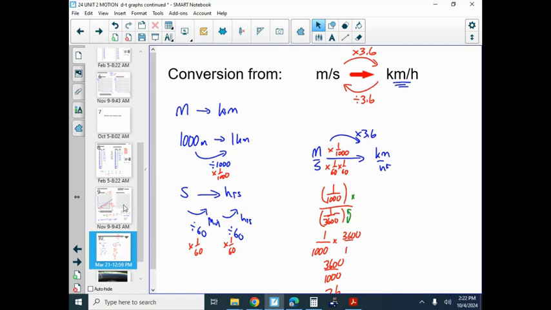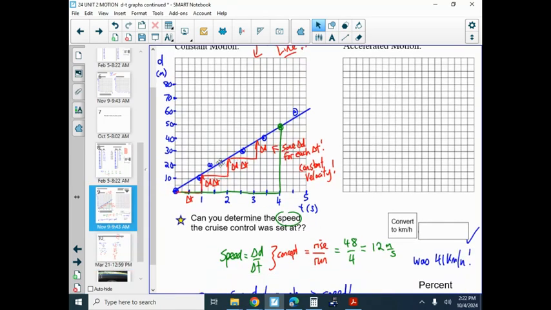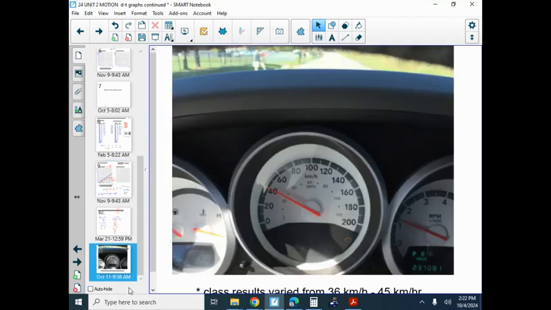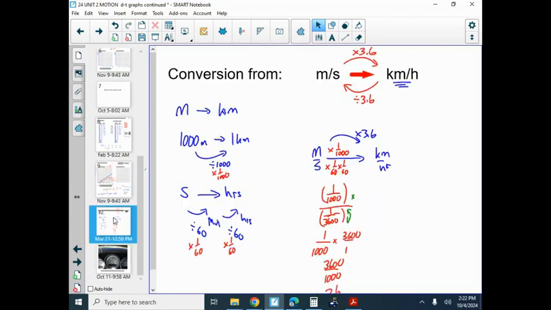Okay. So that means that for this fairly straight line, the pattern was we're going to multiply by 3.6 and get like 43.2 kilometers per hour. The actual picture from the speedometer when I did the activity was that. It was like 41, 42, whatever. Really, really close. Each year, typically it ends up being pretty close.